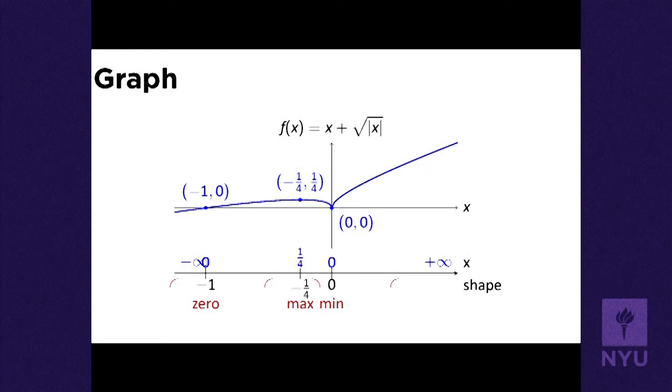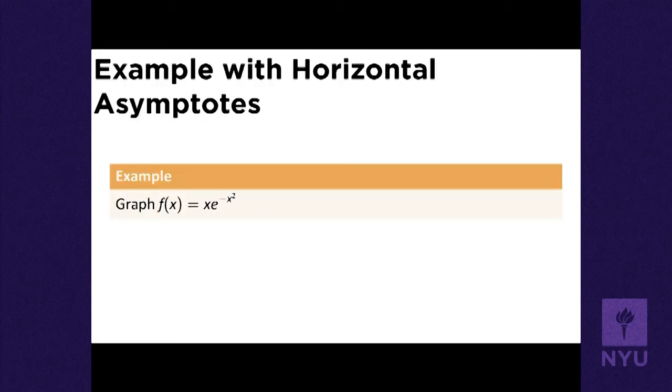So pretty cool, right? Now we've got this graph. More of the same, right? Another one to try. Actually, I think I'll let you try this one. So here's our function. f(x) is x e to the minus x squared.